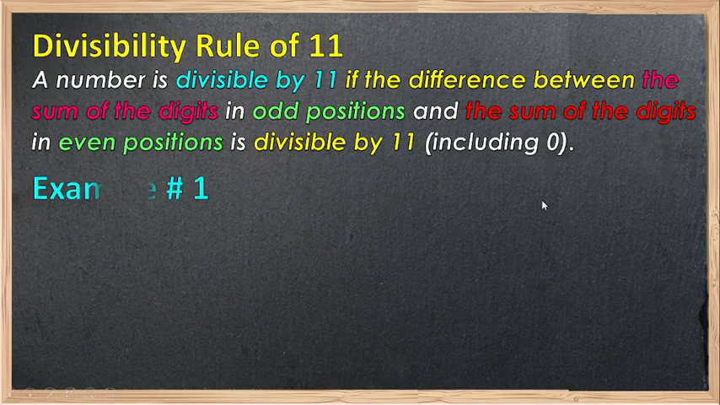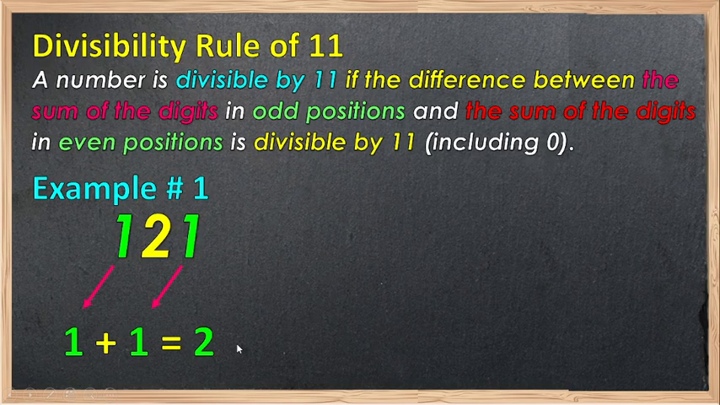Okay, let's have some examples to further analyze. First, example number 1: 1, 2, 1, or 121. We have odd, even, odd. The odd positions are the 1st and 3rd: 1 and 1. So we add 1 plus 1, and the answer is 2.